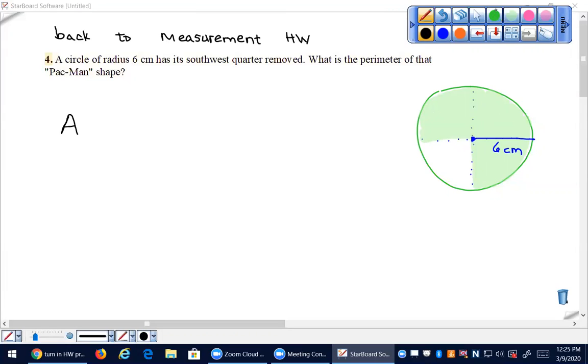My area of my Pac-Man is going to be what? All of that minus a quarter. I could do the whole circle minus a quarter of the circle. I want to be more efficient than that, though. The area of the whole circle minus. Subtracting is too much work. I don't want to subtract. Multiply by 0.25. Almost. It's going to be 3/4, right? 0.75.